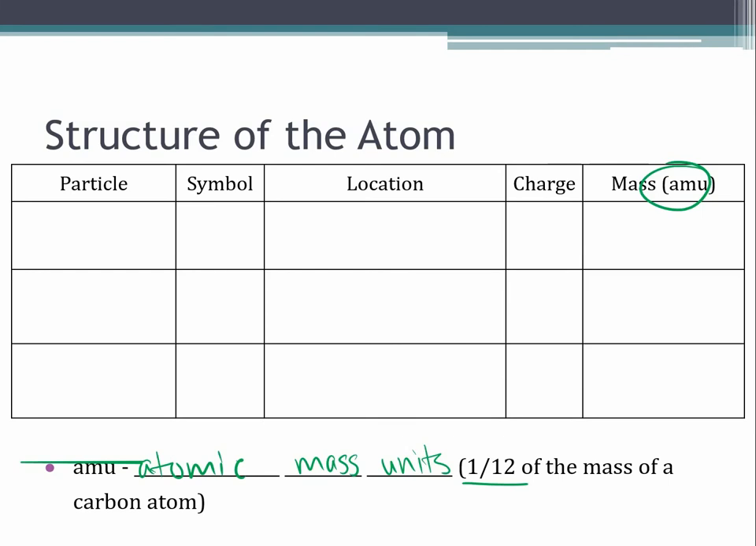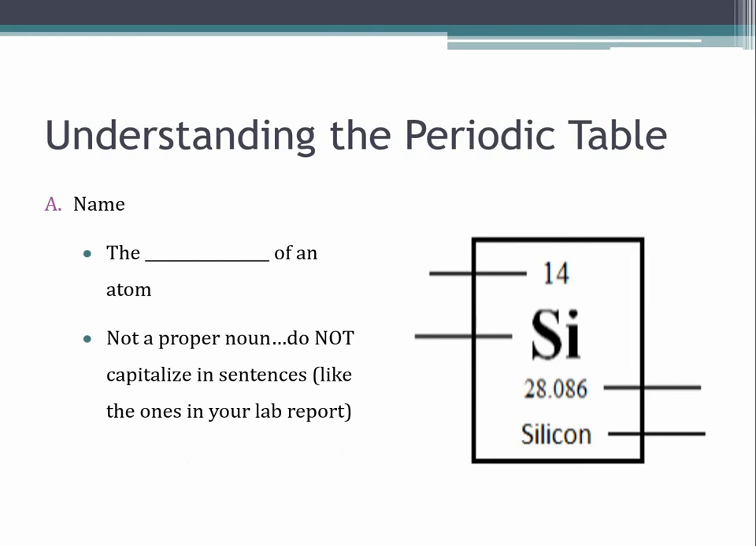A lot of the information about atoms comes from our good old periodic table, which gets its very own unit in Unit 4, but we're just going to talk a little bit about some of the information we can get from it. The first thing you can get is the name, which is right here. The name of an element, so this is silicon, tells you the identity of an atom. Every atom has a unique name. That is its identity. It is not a proper noun. Please do not capitalize it in sentences like the ones you write in your lab report. When you're using elements in a sentence, they should be lowercase.